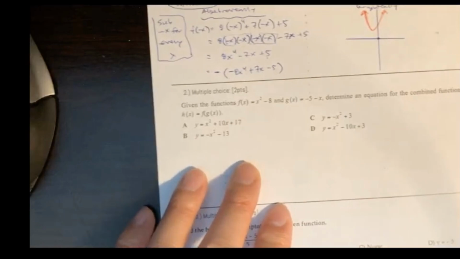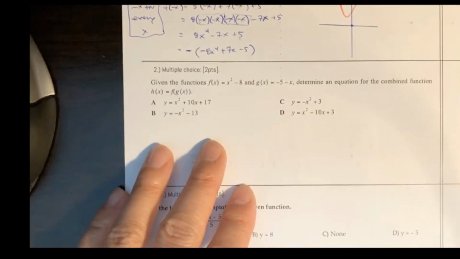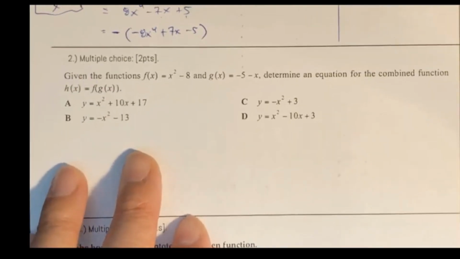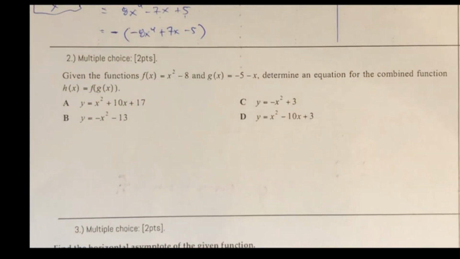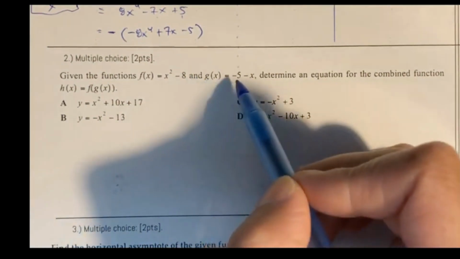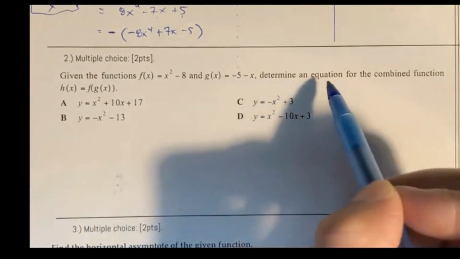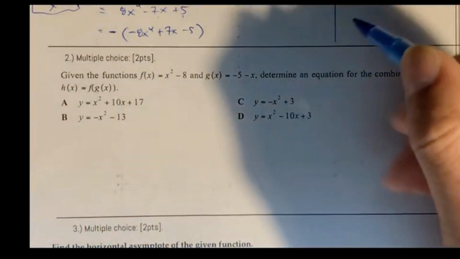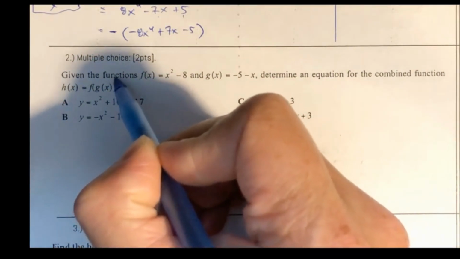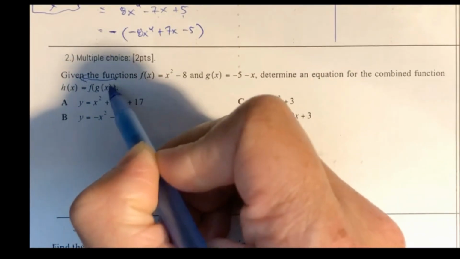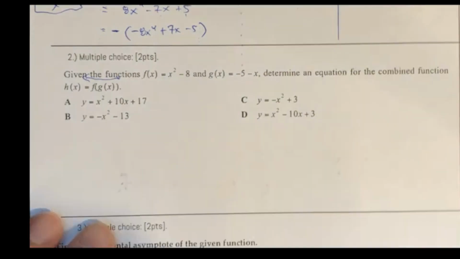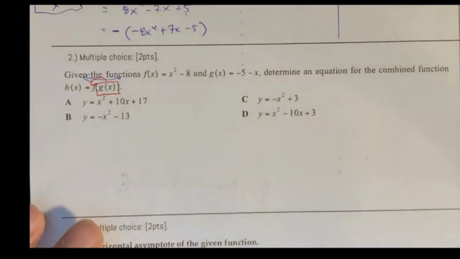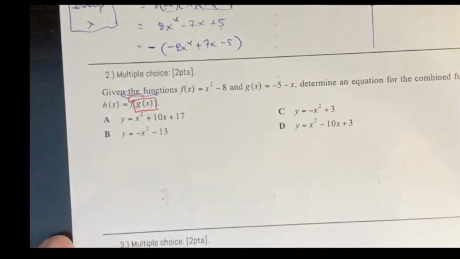All right, number 2. Given the functions f of x equals x squared minus 8 and g of x equals negative 5 minus x, determine an equation for the combined functions h of x equals f of g of x. So we talked about going from right to left. And we're going to put the g function, put this in red here. The g function is going to go into the f function. Okay? So let's just see if we can color code this.